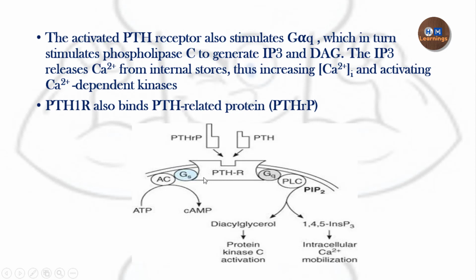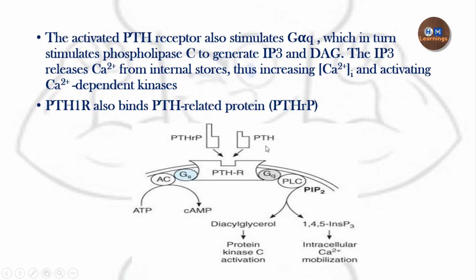Now this parathyroid receptor is actually linked to two signal transduction pathways. One is the Gs and another one is the Gq. Both are G protein coupled receptors. That's why it is linked to the G protein, but it is linked to two signal transduction pathways.